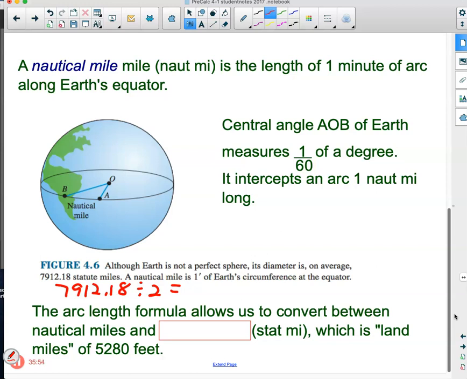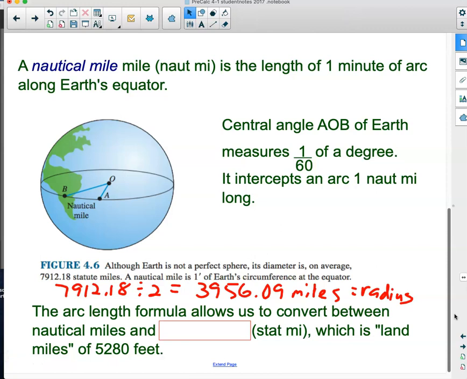So 7,912.18 divided by 2, 3,956.09 miles. So that's going to be the radius of Earth right there. The arc length formula allows us to convert between nautical miles and statute miles.